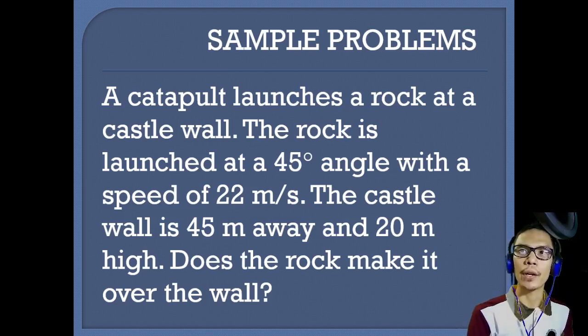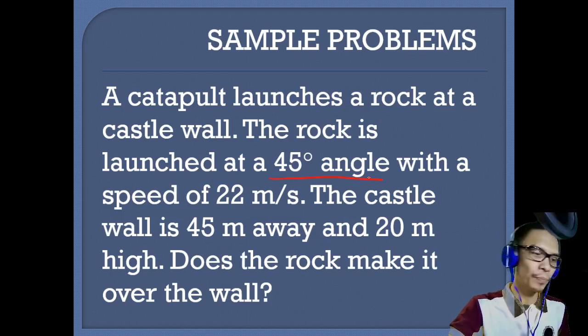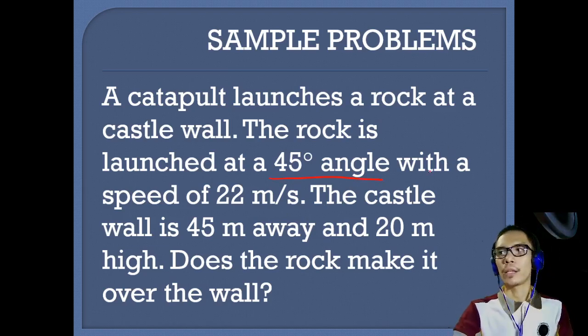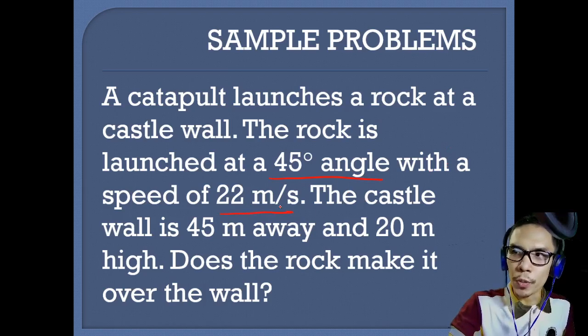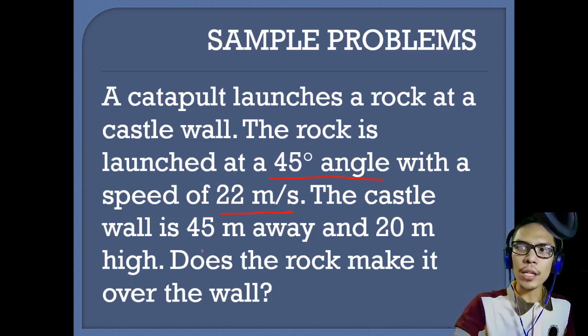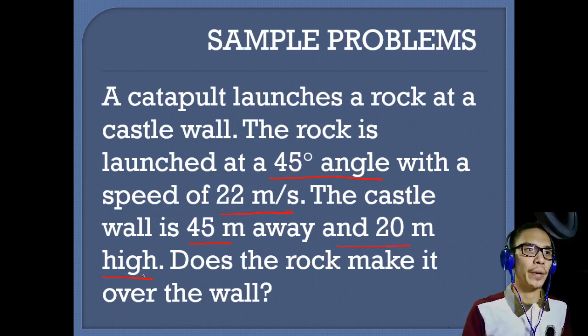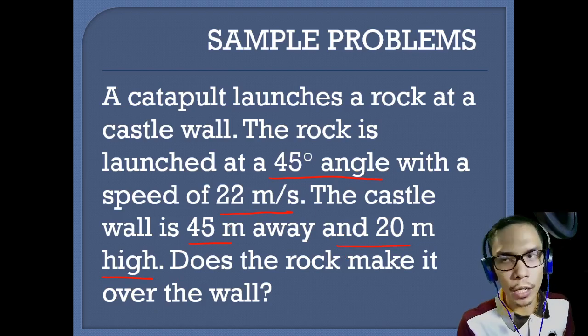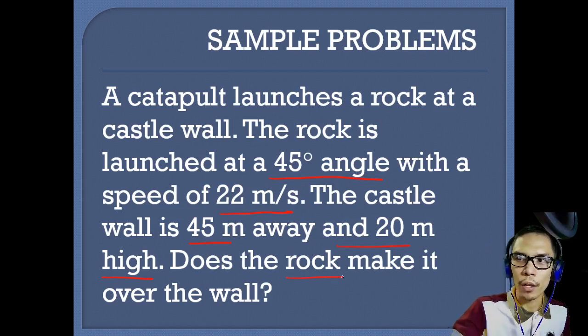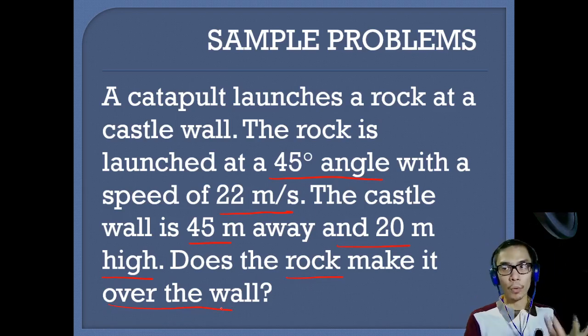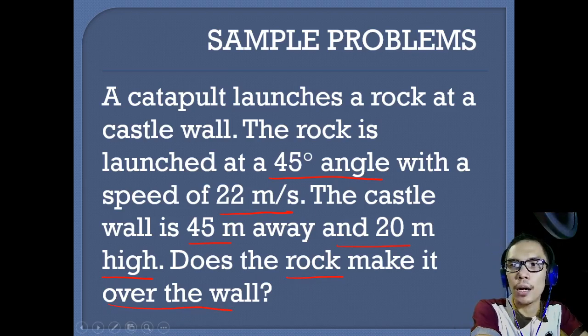A catapult launches a rock at a castle wall, and the rock is launched at a 45-degree angle. Let's take note of that. With a speed of 22 meters per second, the castle wall is 45 meters away, and the wall is 20 meters high. The question here is, does the rock make it to the wall?